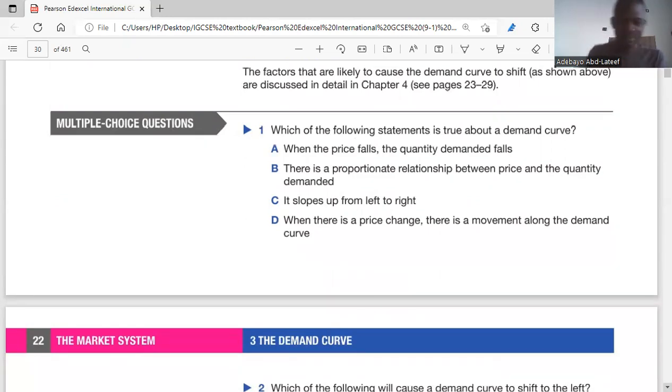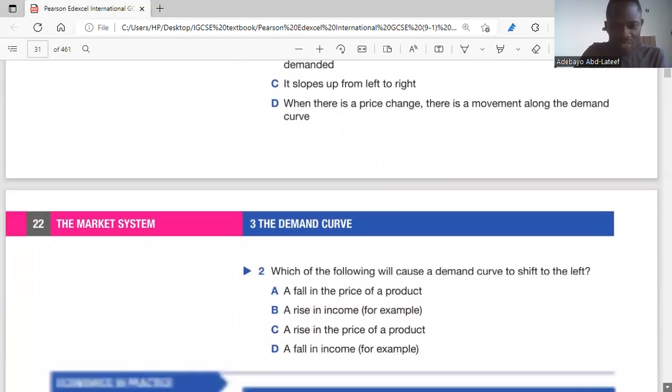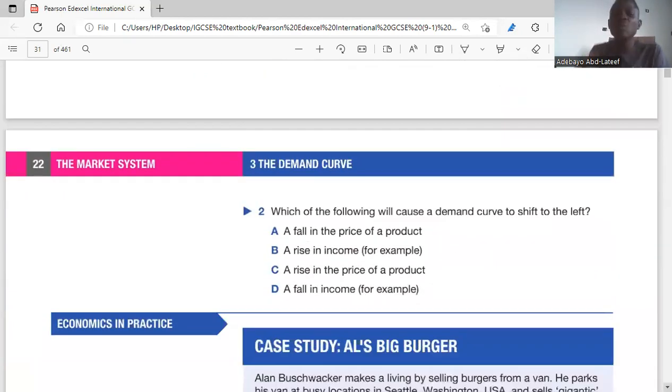D, great. Thank you. Then the second question says, which of the following will cause a demand curve to shift to the left? A fall in the price of a product, a rise in income, a rise in the price of a product, a fall in income, for example, to the left. Shift in demand.